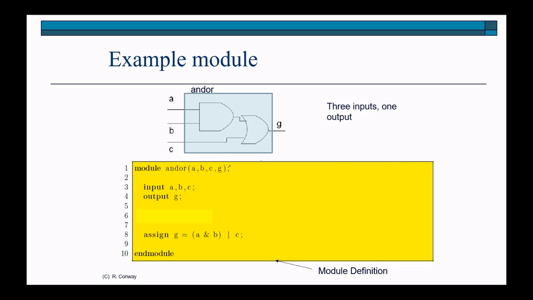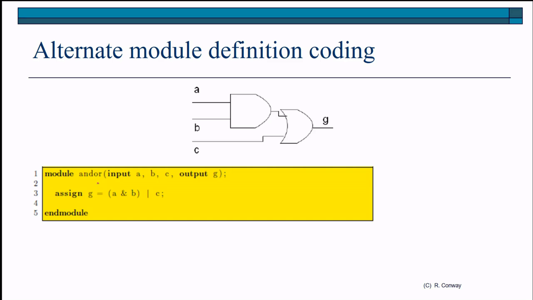When coding the module, ensure that you include the semicolon at the end of the port list. And note there is no semicolon following the module keyword. A more compact means of defining the same module is shown here. When creating the port list, we can specify the input and output keywords as part of this list by using those keywords before each identifier or before a comma separated list of identifiers.